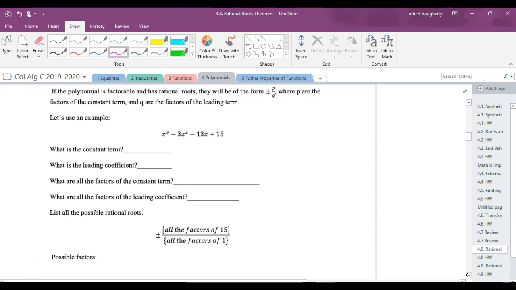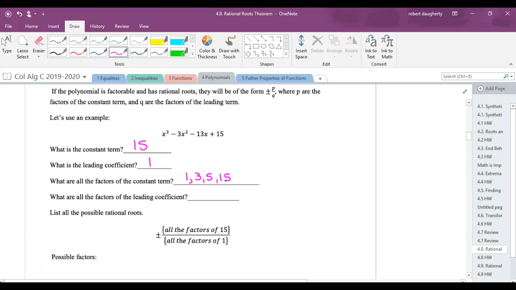Which term is my constant? 15, okay? What is the leading coefficient here? 1, okay? The leading coefficient is 1. What are all the factors of the constant term? So the constant term is 15. What are the factors of 15? It's 1 times 15. It's not 2. It's 3 times 5 and 15, okay? Those are all the factors of the constant term.